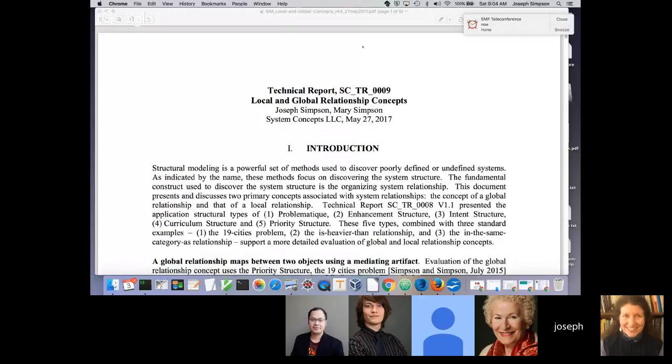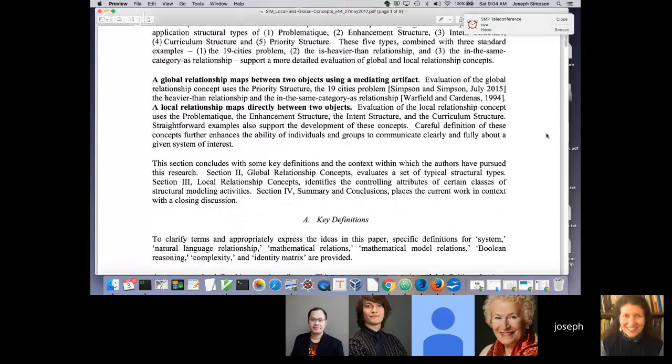So a global relationship is mediated by some artifact, something that is available everywhere that we know about within the group, and that artifact is essentially used to help evaluate, rate, rank, or analyze the relationship between the objects in some way. So take the gravity field: one thing is heavier than another, that's a relationship that's mediated by the gravity field, for example.